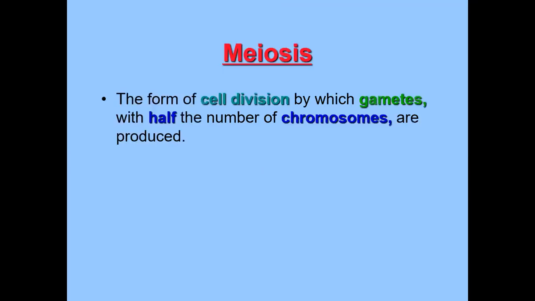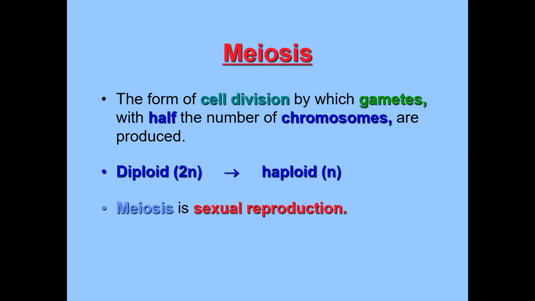As I already discussed, meiosis is a cell division by which gametes with half the number of chromosomes are produced. All the cells of the body are diploid except gametes, and there are two types of gametes: the first is the male gamete, and the second is the female gamete. Meiosis always occurs during sexual reproduction.